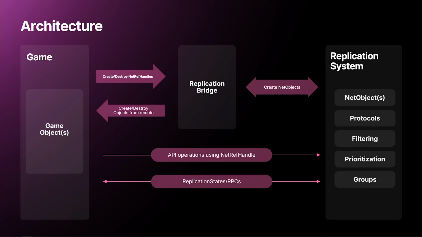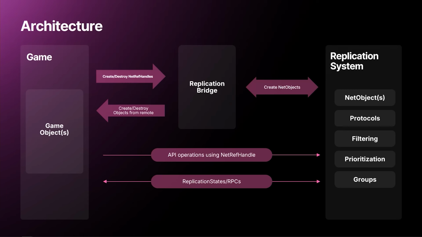So what does it mean in practice? Yeah, on one side, we have the replication system. On the other side, we have game objects. But no access to objects in the replication system, you say. How do we do it?